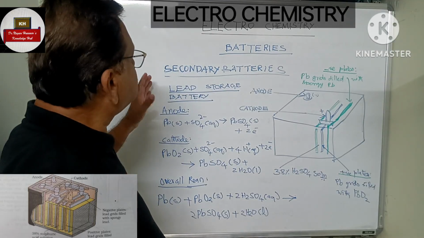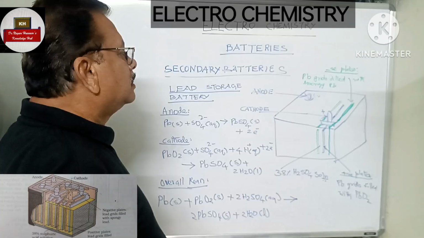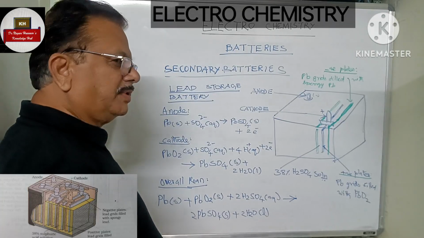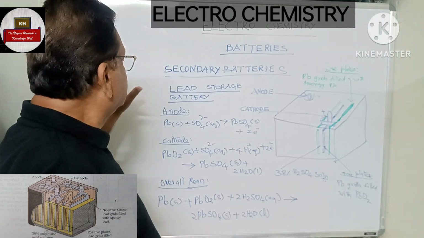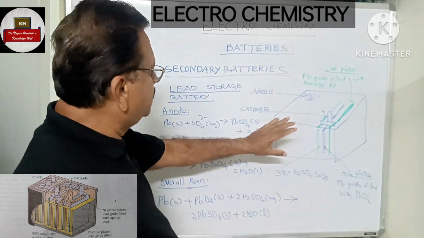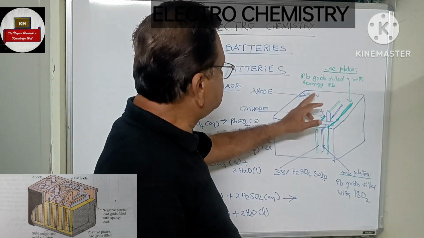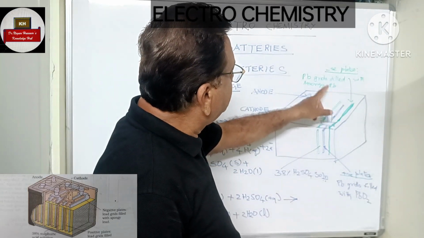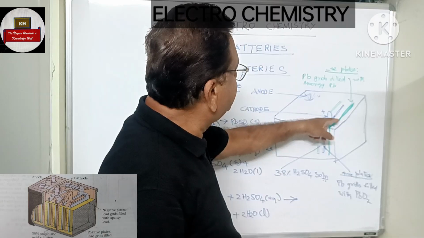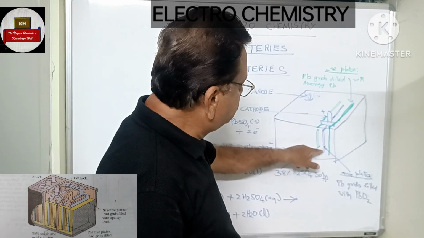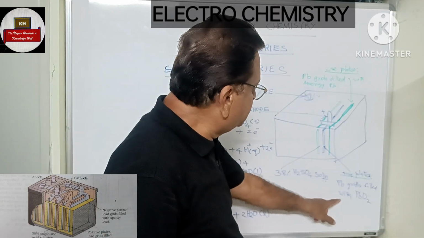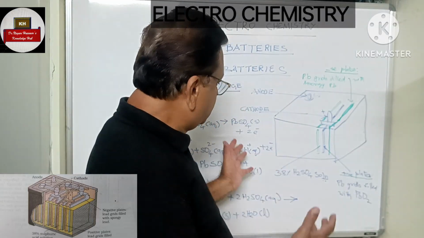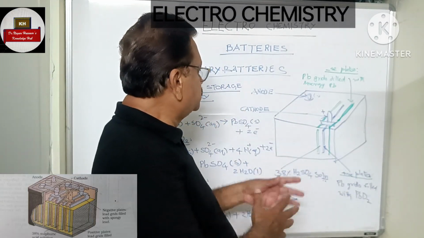Okay, now we will see the lead storage battery, which is a secondary battery. We have seen the primary battery before, now the secondary battery, and this is the construction of that battery. This is the anode, this is the cathode, and here you have the lead grids filled with spongy lead, which is the negative plate, and this one is the positive plate that is filled with lead oxide. This is spongy lead, this is lead oxide, and the container contains 38% sulfuric acid solution.